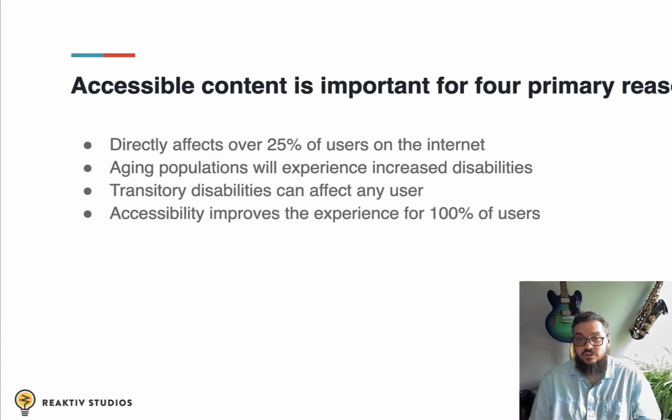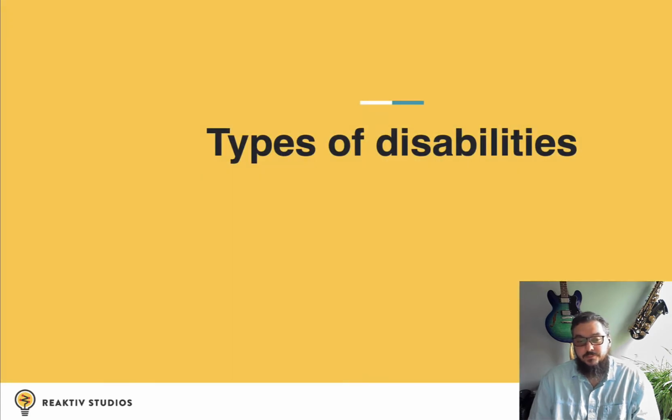Currently, this makes up over 25% of the users on the internet. Aging populations will experience increased disabilities. Transitory disabilities, like trying to read content while taking care of a newborn, can affect any user. Making a site accessible improves the user experience for 100% of users. Ideally, we should care because if this affects a single person, it matters. But that last point really drives it home. All of your users will have a better experience on your site when you make accessibility a priority.